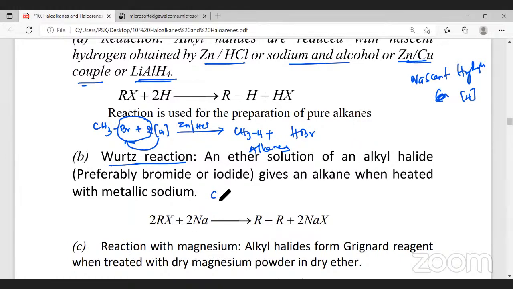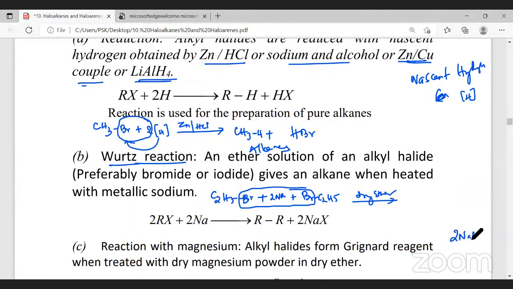It's a reaction between alkyl halides and sodium metal. So this is ethyl bromide, and this is also ethyl bromide. Now, these ethyl bromides, when heated with sodium in dry ether, ether is a solvent and it should be dry. It should not have water. If it has water, it will undergo hydrolysis. So what happens is this Na and Br get eliminated as 2NaBr.